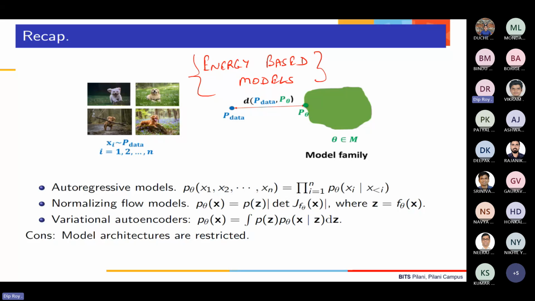In all these cases, the model architectures were restricted. I mean, you cannot use any neural network architecture which takes any x and outputs a scalar. We cannot take any neural network which takes your input, that is x, and outputs a scalar. The reason we cannot do this is because the output has to be a valid probability distribution.